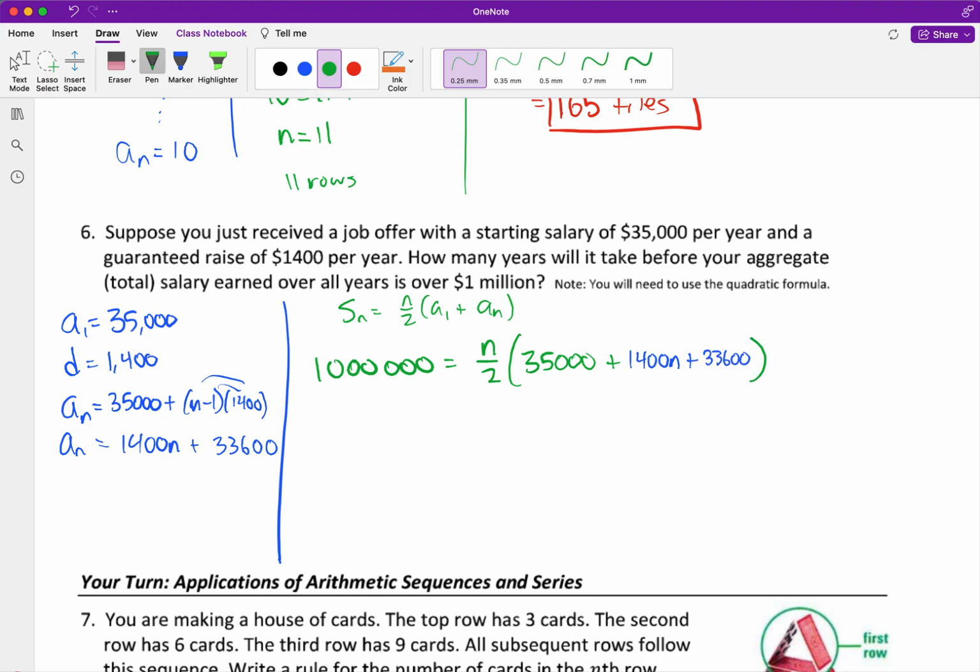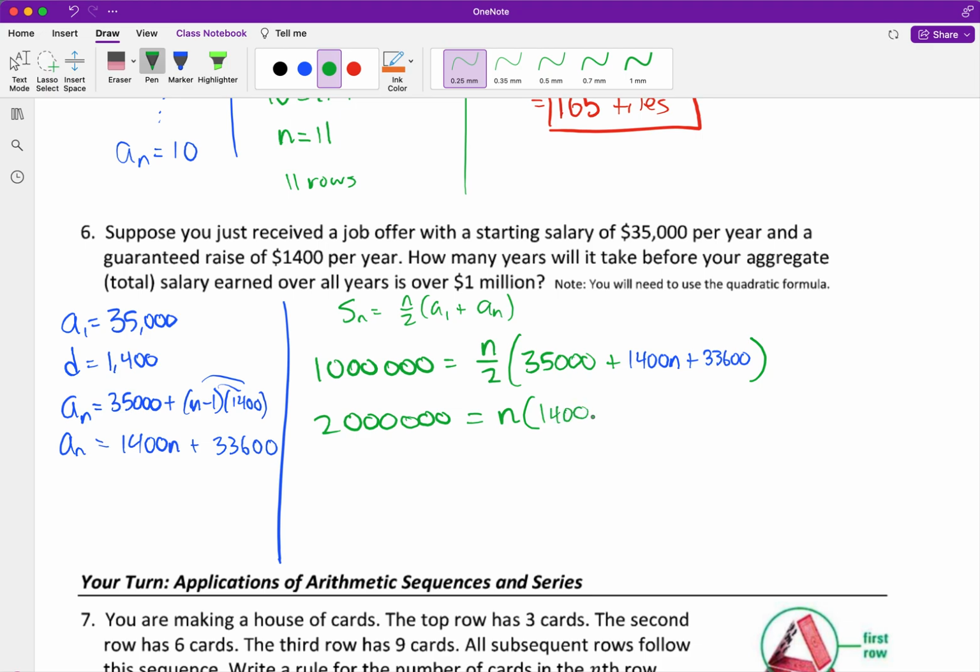And so I can plug that in for an n in the equation. And so now when I clean this up, I'm going to multiply the 2 to the other side to get rid of the fraction. So now I have that 2 million equals n times, and here's where I got that original number from, I cleaned this inside up.